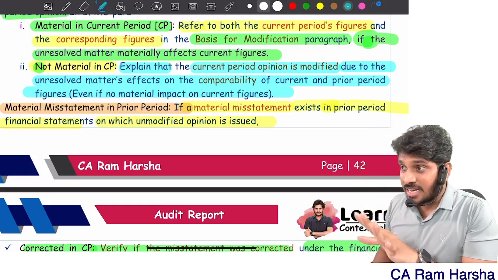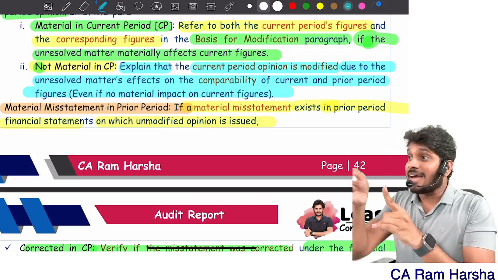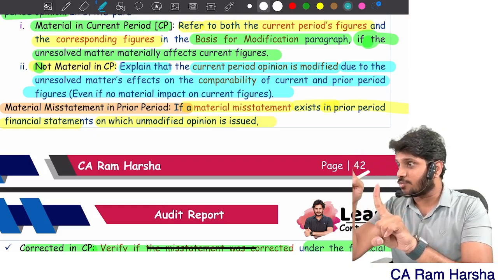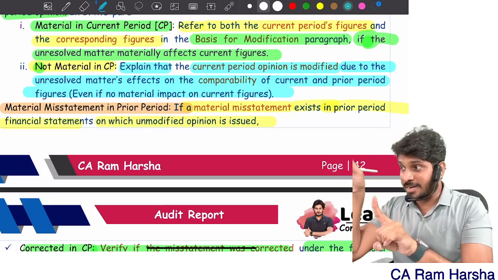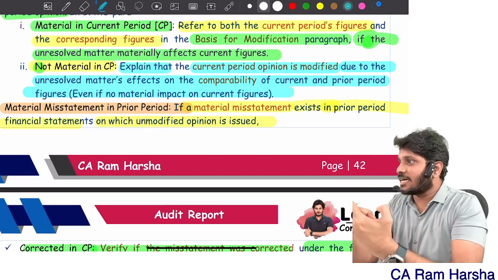Why am I modifying? Is it because a current year item is misstated? No. Comparability is not correct, because in the current year it is not material. In the current year everything is true and fair. Last year there is a material mistake. You can't compare these two. For that reason I modify the current period.